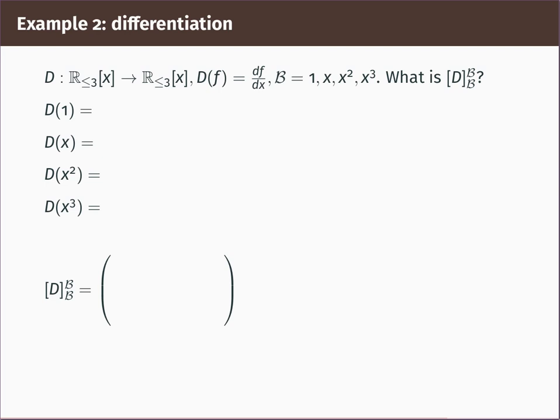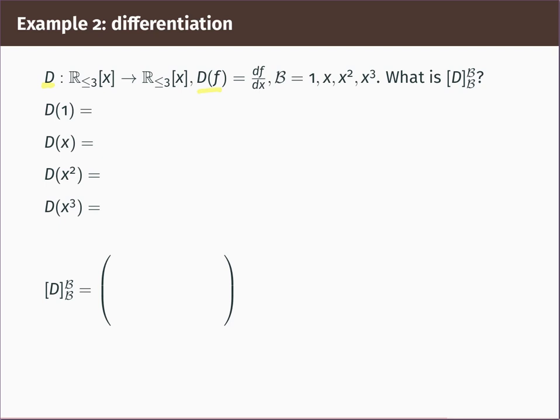Let's now work out another example. This is another differentiation example. We will take D to be the linear map from R less than or equal to 3 of x to R less than or equal to 3 of x. And you'll remember that R less than or equal to 3 of x means the vector space consisting of all polynomials in one variable x of degree at most 3 with real coefficients. As usual, D will be the differentiation map, so D of f is df by dx, and B will be the basis of the codomain, or the domain, consisting of 1, x, x squared, and x cubed.